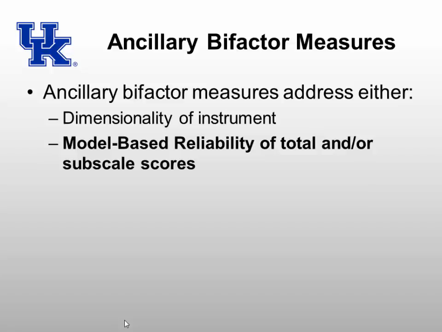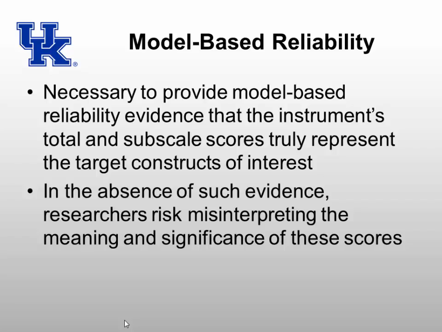Okay, other flavor. It's the model-based reliability of total and/or subscale scores, and this is my favorite flavor. This is my vanilla. If your instrument fits adequately to a bifactor solution, you need to move on and check these out. You need to look at model-based reliability evidence to make sure that the total and subscale scores actually measure what you think they're measuring, because they might not. In the absence of such evidence that can be derived from this, you might be misleading people. And we don't want to do that.